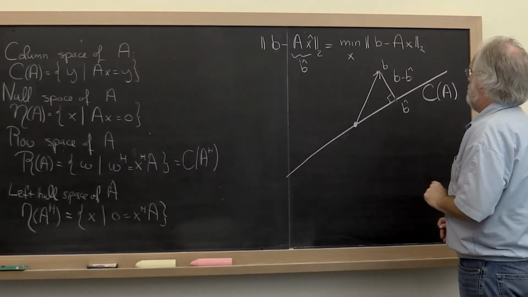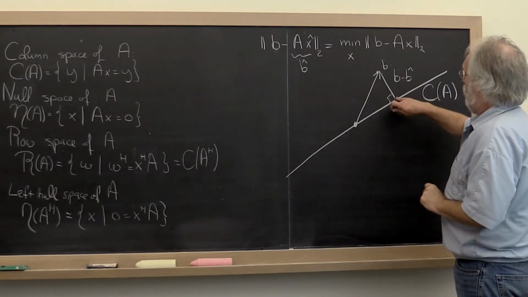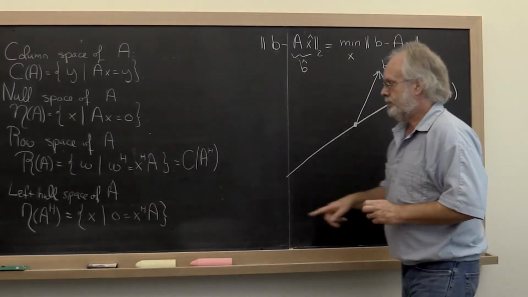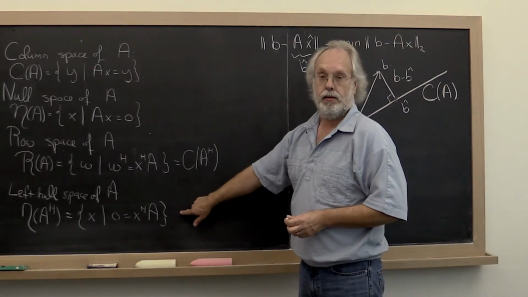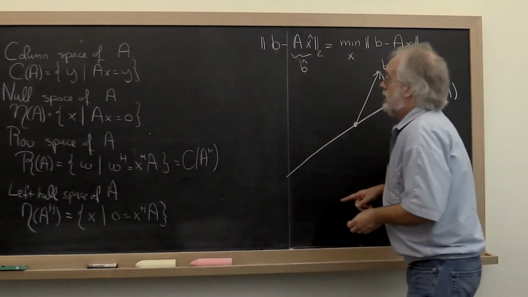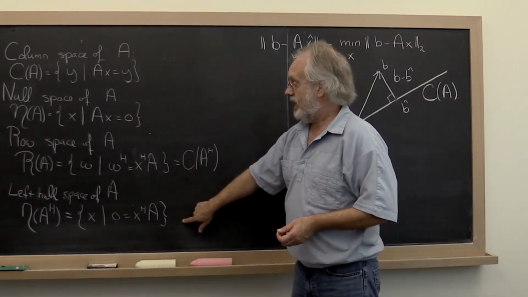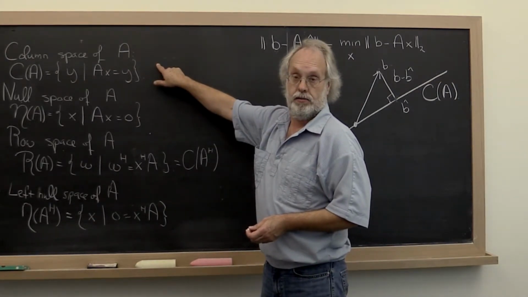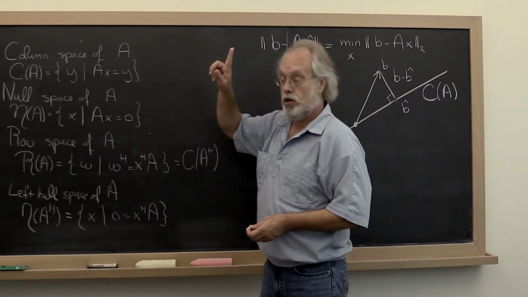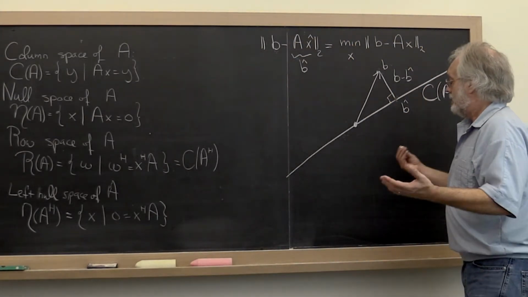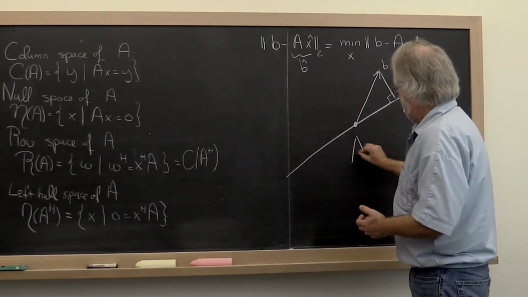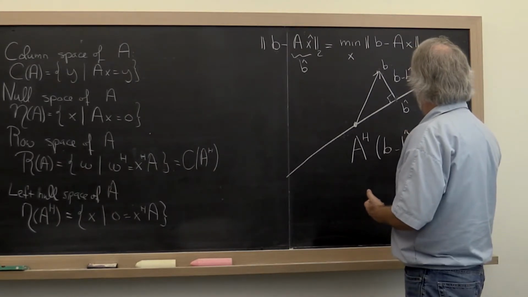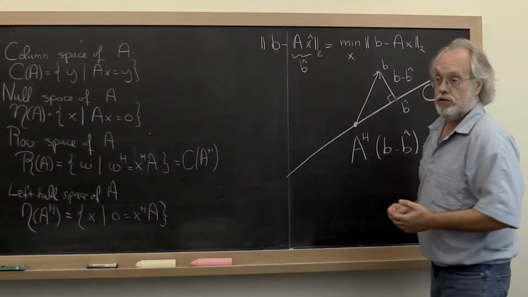But we're kind of reasoning through that. What do we know? Well, we know that if this is perpendicular to the space, it must live in the left null space of A. Why? Because we saw that the left null space of A is the set of all vectors that are orthogonal to the column space of A. So what does that mean? That means that A Hermitian transpose times the vector b minus b hat must be equal to the 0 vector.